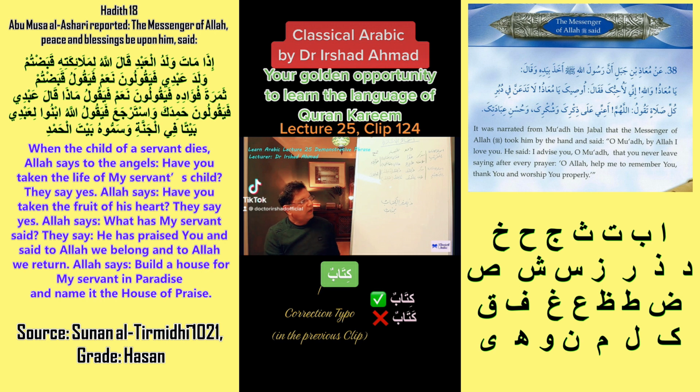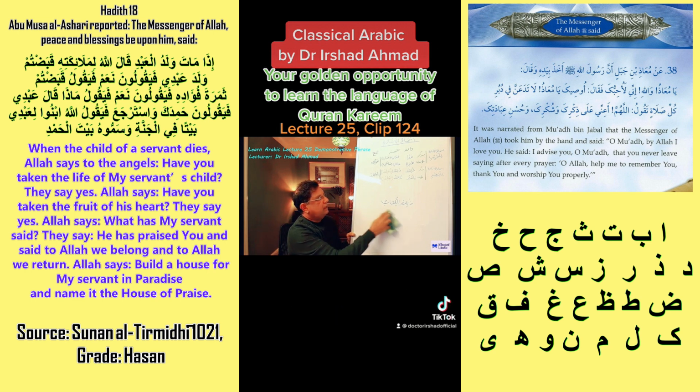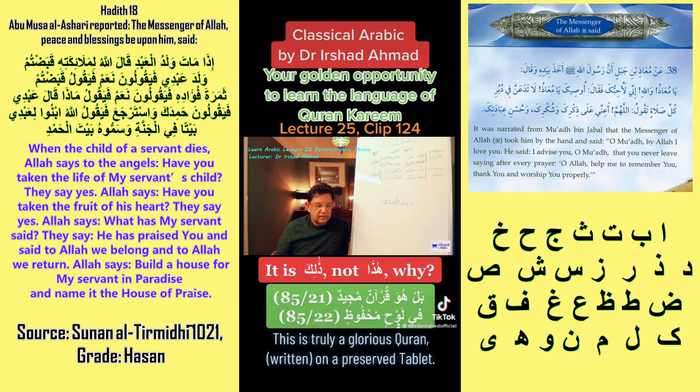So the question is why the demonstrative pronoun of distance has been used here, zalikal kitabu rather than hazal kitabu. Scholars have given different explanations. Two of them I did like, and they are supported by Quran. For example, we have a couple of ayah from Surah Al-Buruj, which is Surah 85, and these ayah are 21 and 22. So the first one is Bal Huwa Qur'anun Majidun. That's how it's written. Quran Majid. That's ayah number 21. Qur'anun Majidun. Fi Lawhim Mahfuzin.